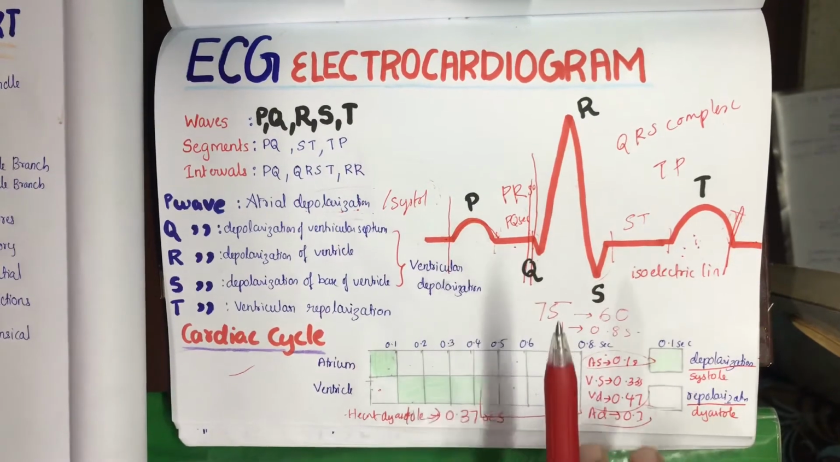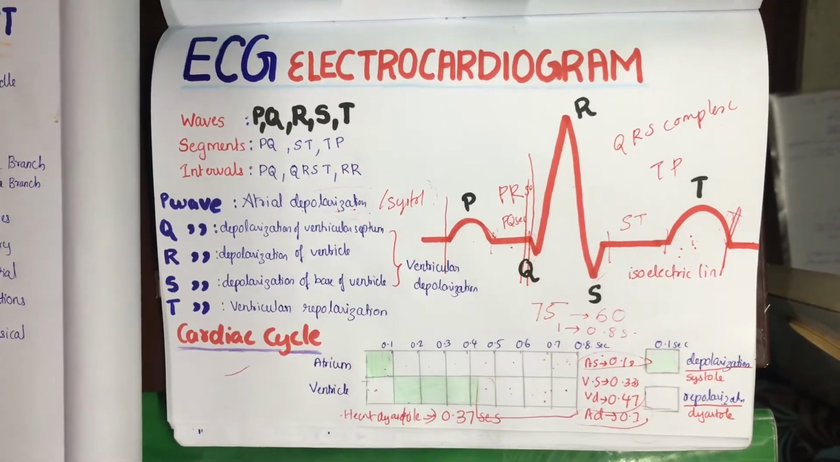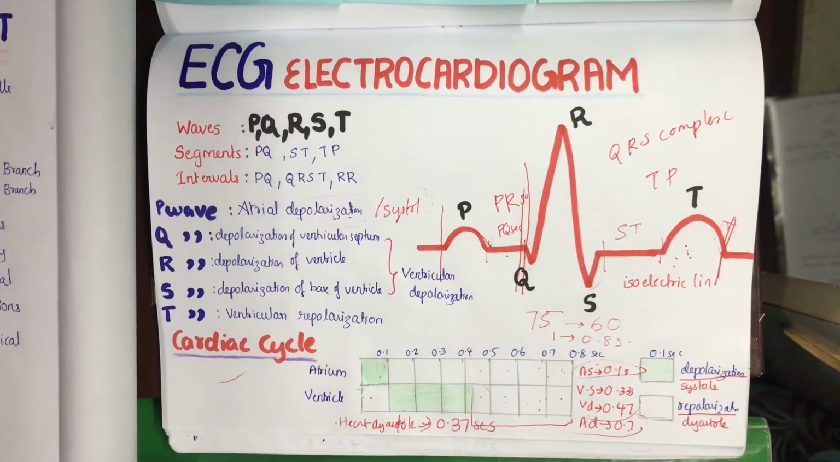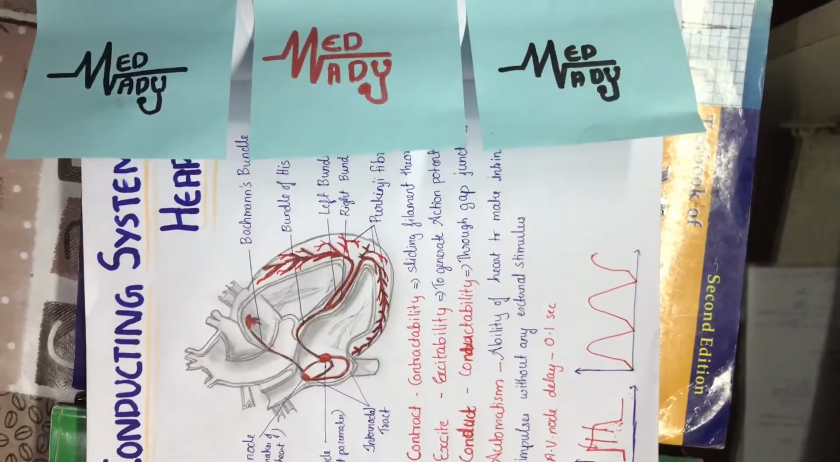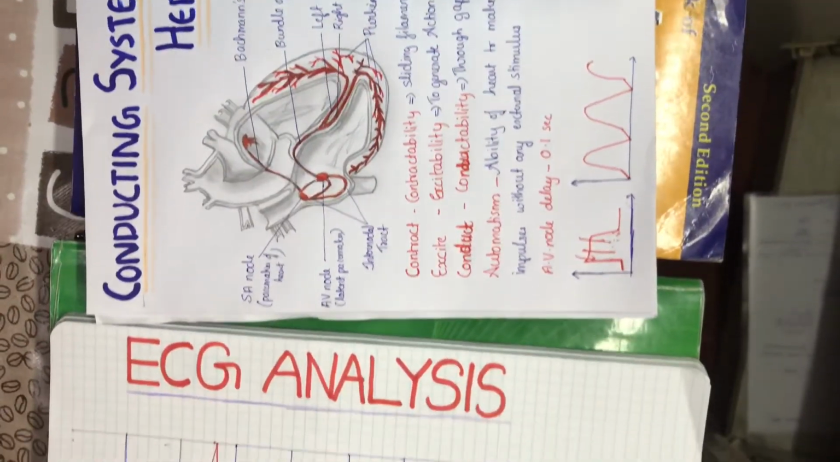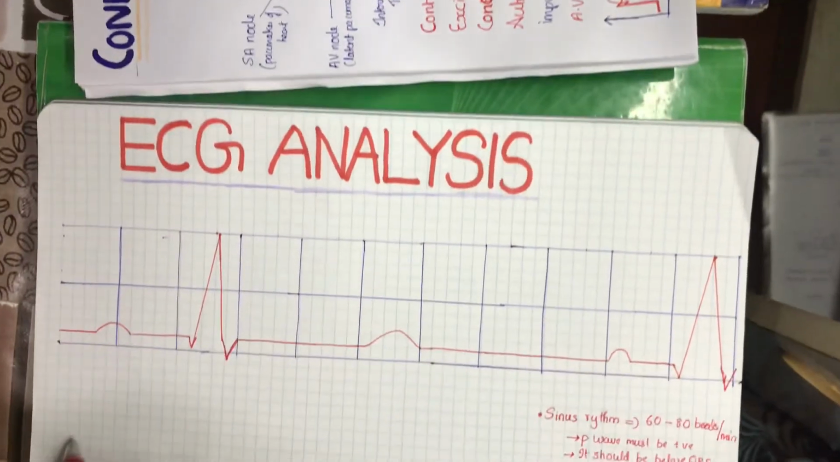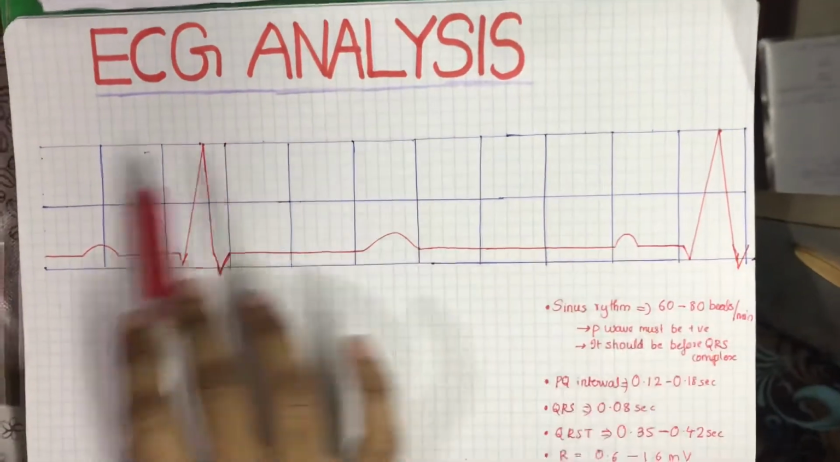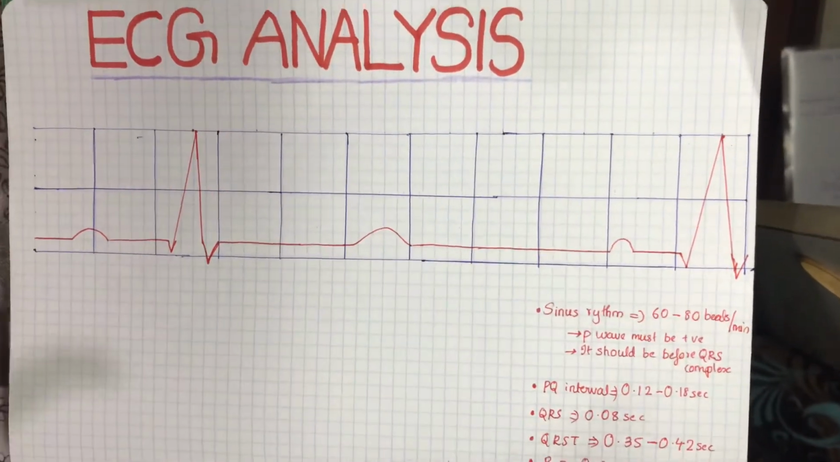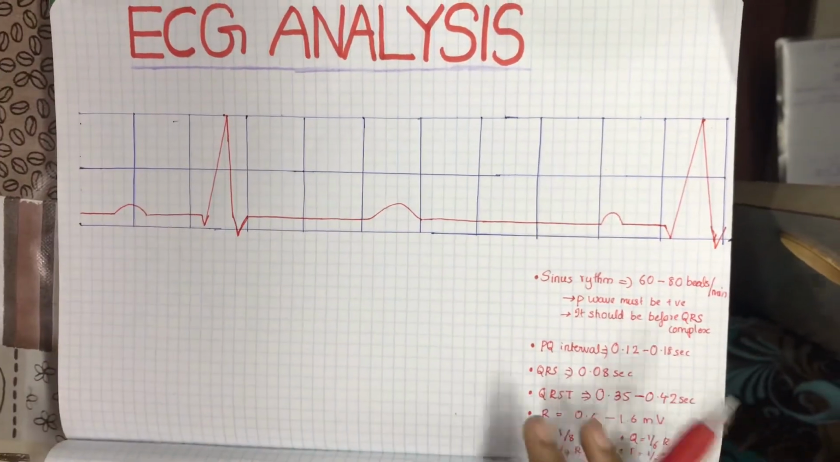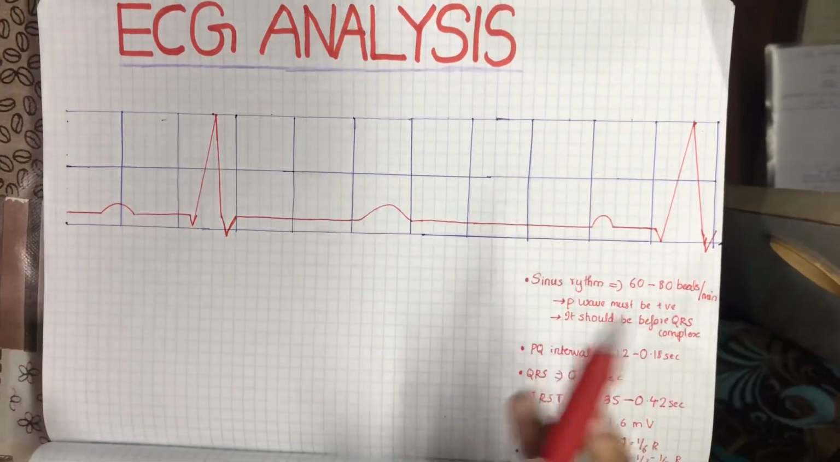Now we have to analyze. If we get an ECG, the graph, we have to analyze it. So we are going to analyze the ECG. It consists of a lot of graphs like this. Okay, this is just a representation. I made it big and drew it to help you understand.